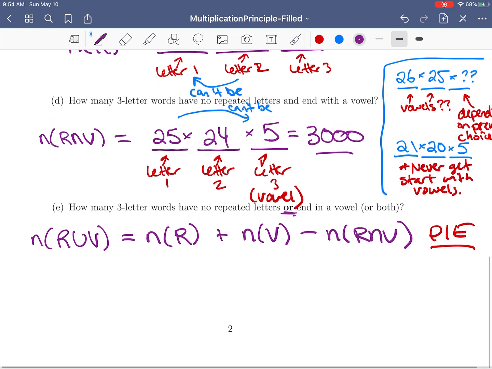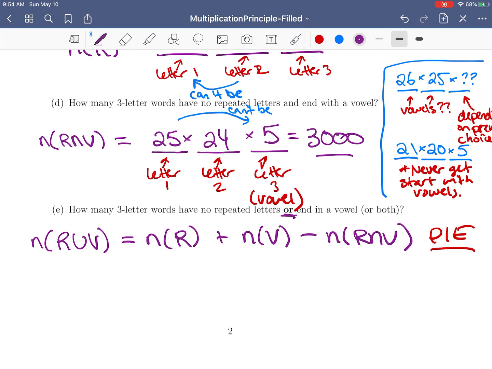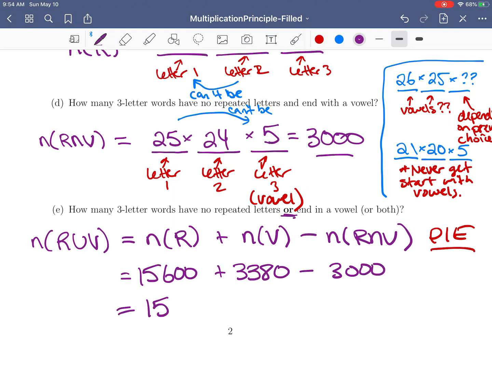There definitely is. So the number of things in R, we said, was 15,600. The number of things in V was 3,380, and the intersection had 3,000. So if we compute that, we're going to get 15,980 in this set. So that's a brief intro to the multiplication principle. I highly recommend you do lots of practice on this in the future.